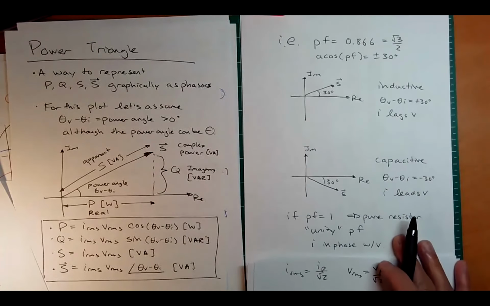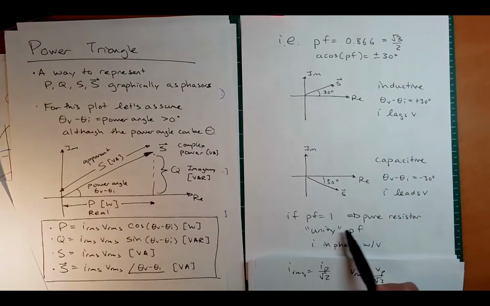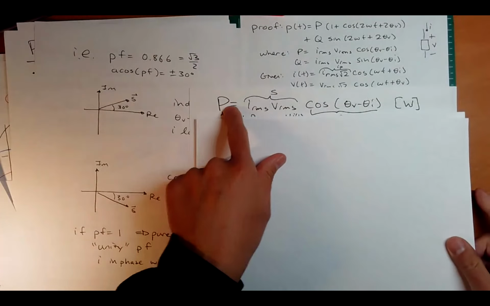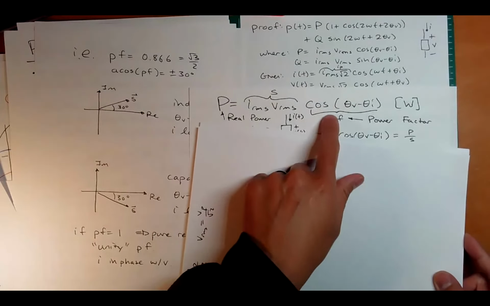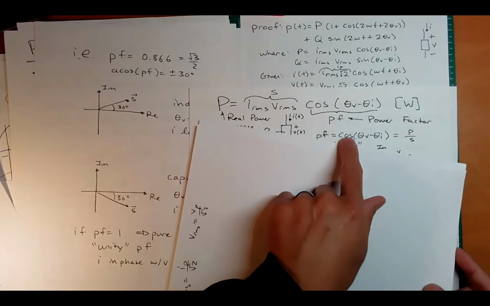Now, like I said, if the power factor is 1 or unity, we have a pure resistor-like behavior, and I is in phase with voltage. Okay. So let's look at this last little plot of a cosine, right? And let's again put out our real power equation. P equals S cosine of theta v minus theta I. Power factor is cosine of theta v minus theta I, or equals P over S.